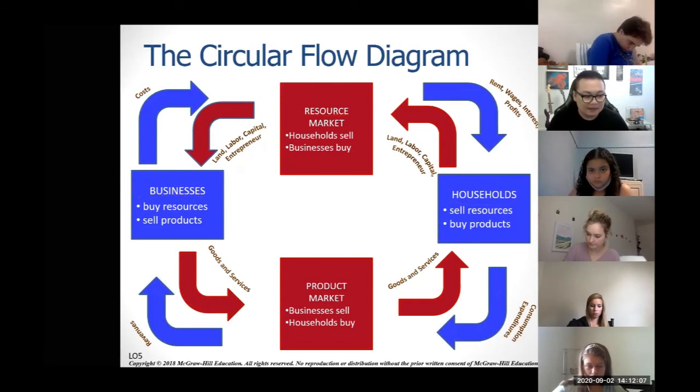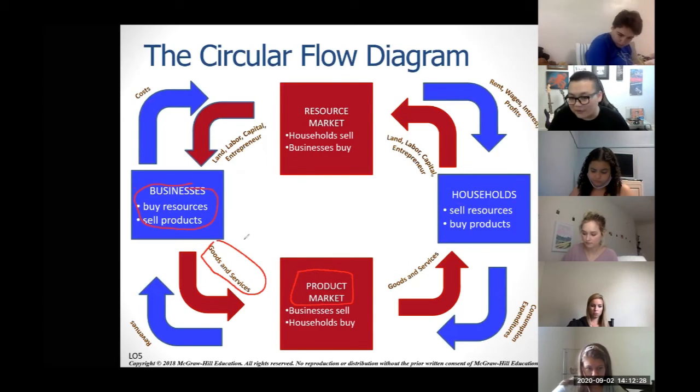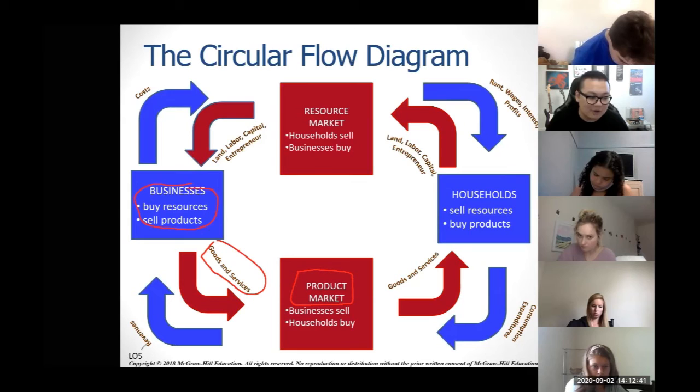Once the business has resources, the land, the labor, and the capital, they can produce products or services. They sell the product or service on the product market because the business wants to make profit, right? So once again, the business sells product on the product market. And how does the product market pay back the business? They generate revenue by selling all the products and services on the product market.